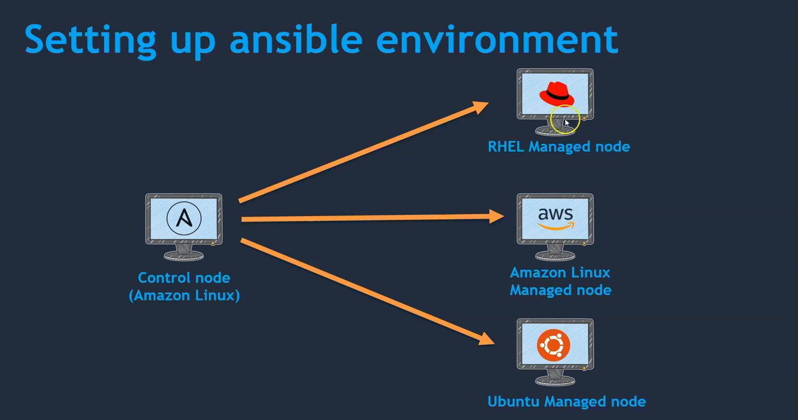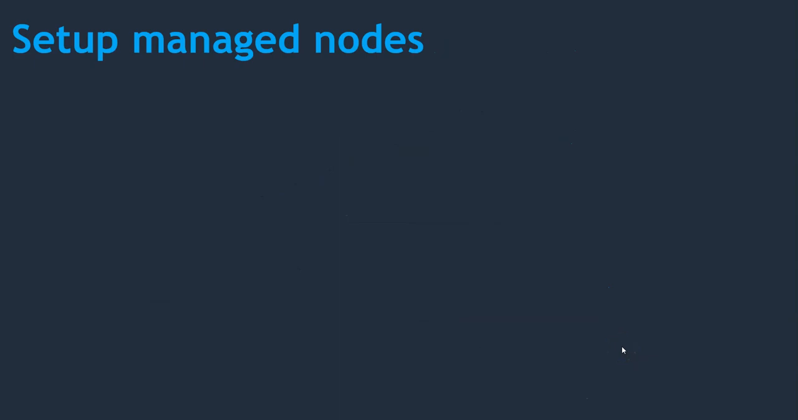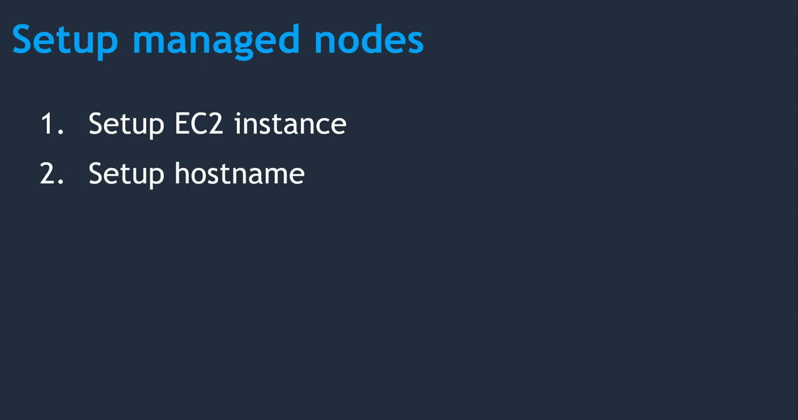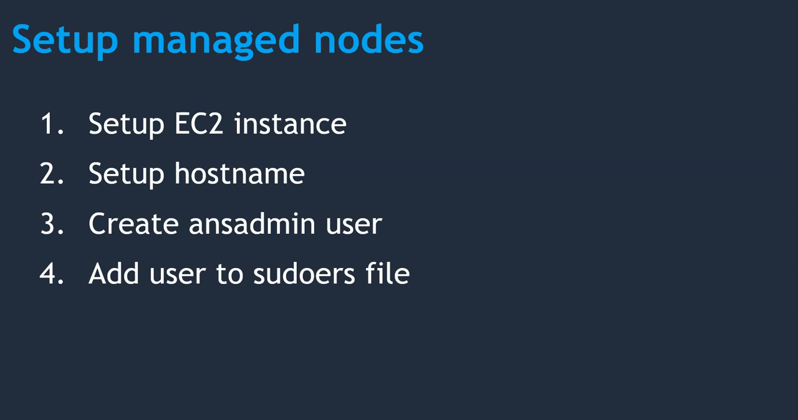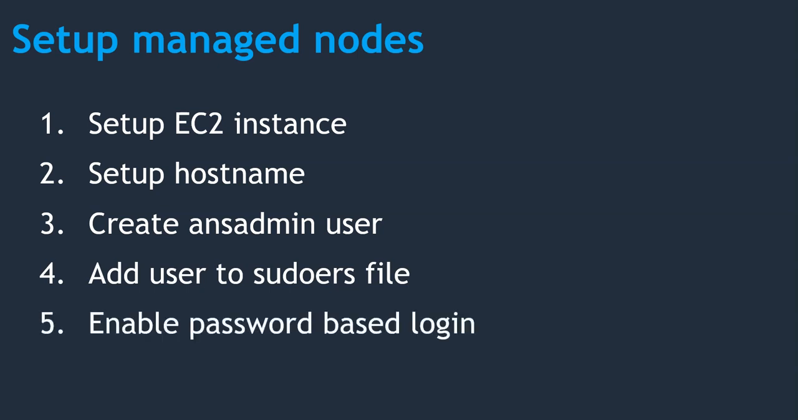Here, whatever steps we have done for the RHEL manager node, same steps we should do on Amazon Linux and Ubuntu. I will just run through those steps. So to set up manager nodes, first we need to set up the EC2 instance, then set up the hostname, create the ANS admin user, add the user to the sudoers file, and enable password based authentication. Once this is done, we can copy the SSH keys. Right? Let's jump into the AWS console and launch these servers.